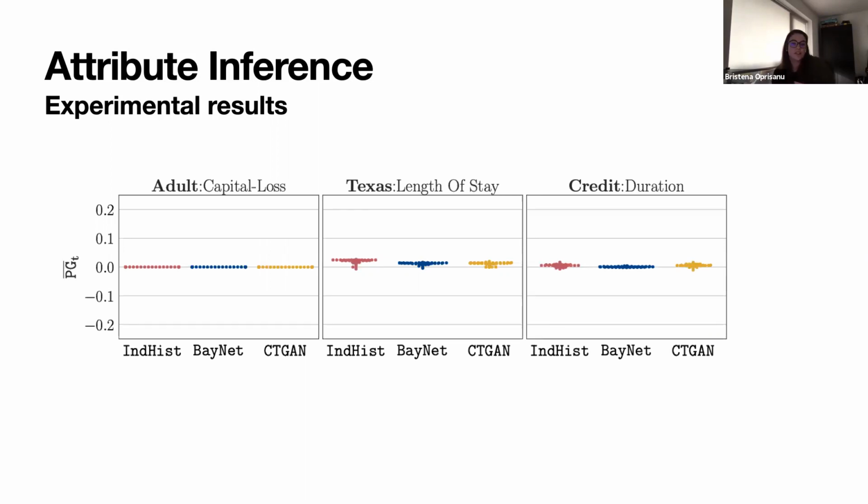And the plots shown here show that the expected gain of publishing a synthetic data set in place of the raw data is actually close to 0 across all data sets, sensitive attributes, generative models, and targets. And in fact, we found that for 70% of all cases, the expected privacy gain is less than 0.01, which would suggest that publishing the synthetic data instead of the raw data does not change the adversary's probability of success for these targets.